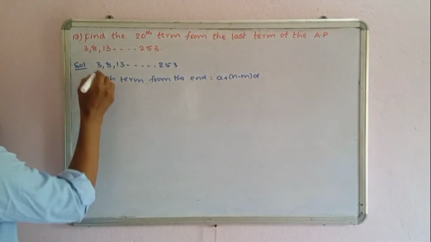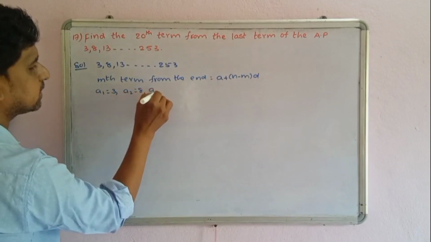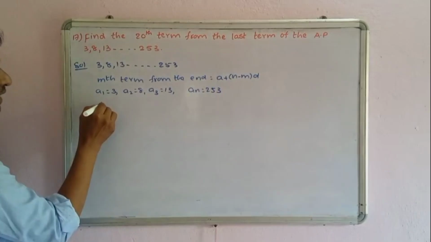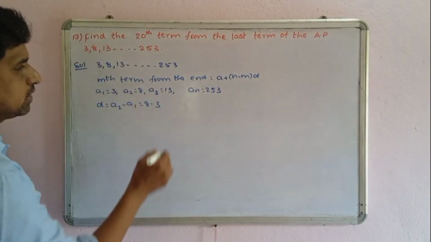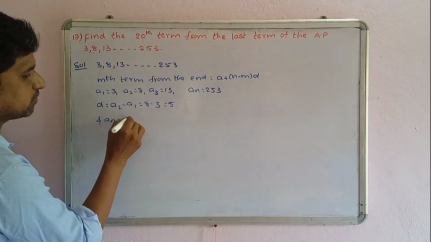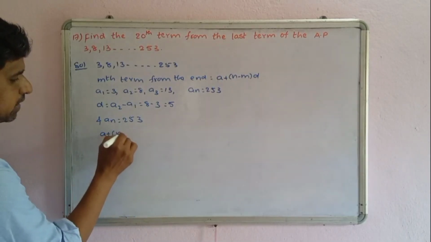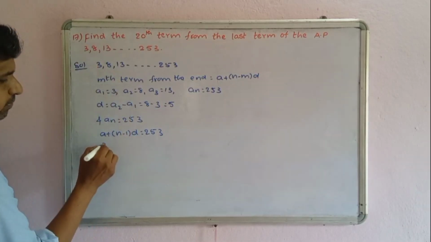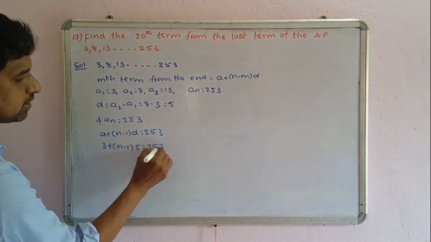Since this is the first term, a1 equals how much? 3. Here a2 is 8, a3 is 13, an is 253. d equals how much? a2 minus a1, that is 8 minus 3, which is 5. And an equals 253. What is the nth term formula in AP? a plus n minus 1 into d equals 253. So here a value 3 plus n minus 1 into d value 5 equals 253.